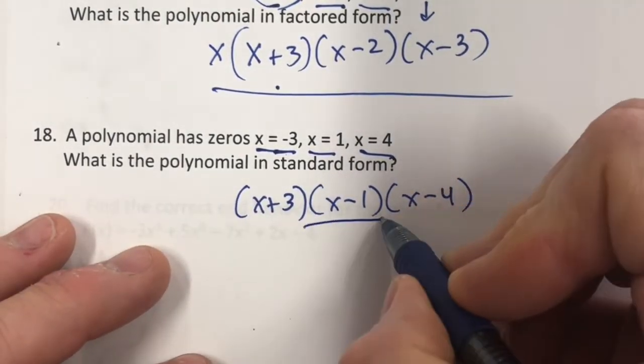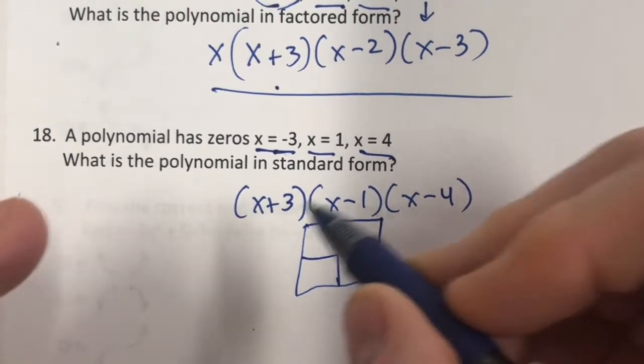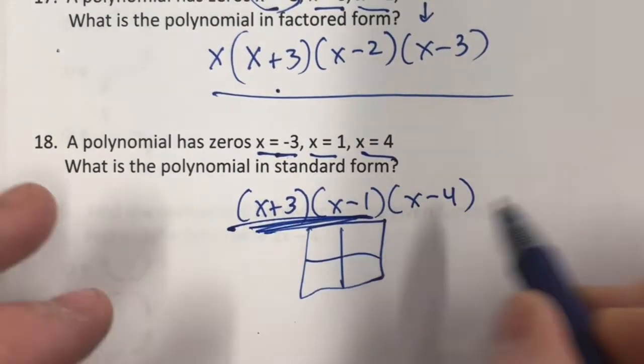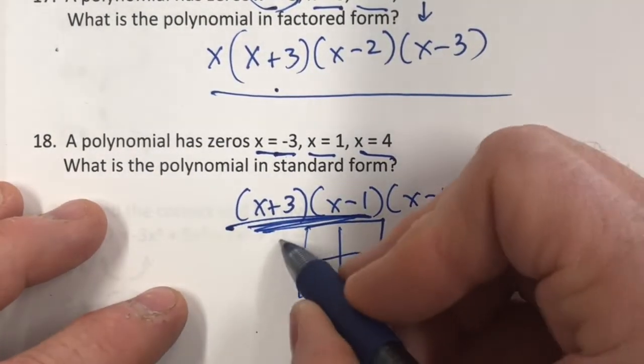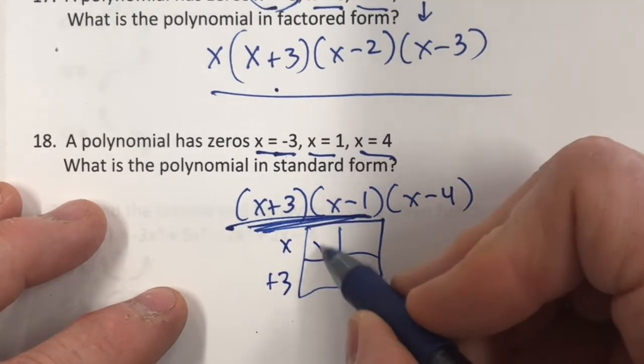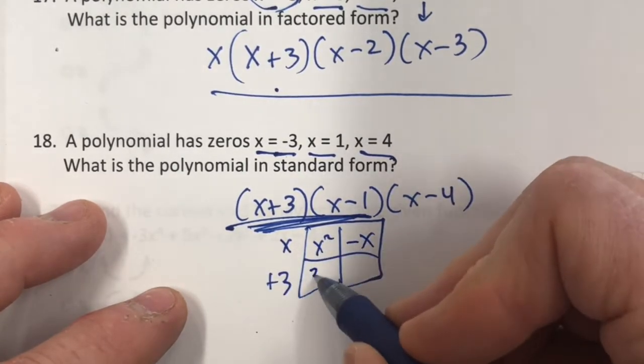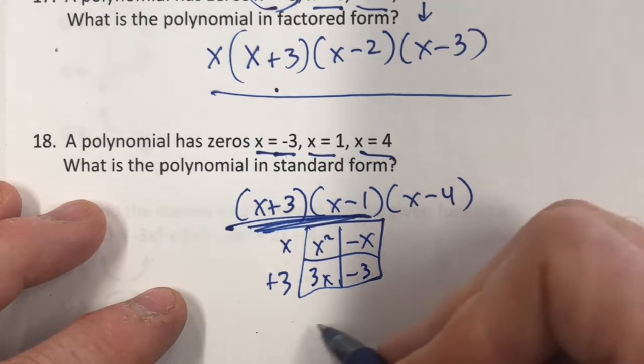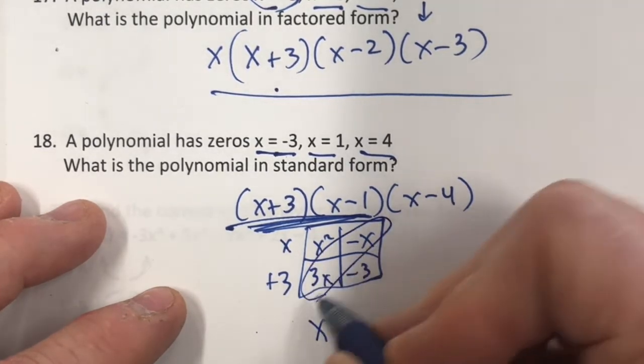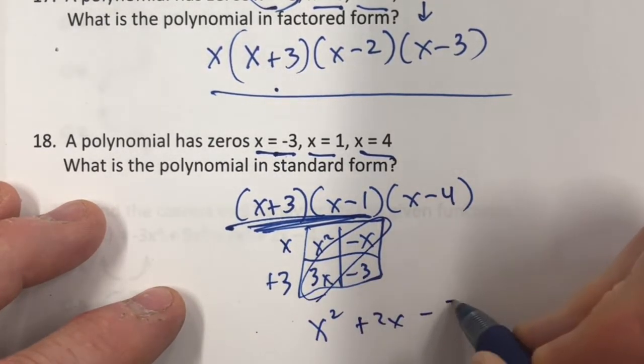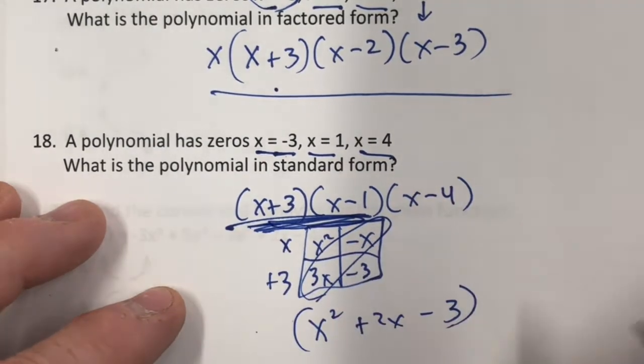So let's build a box here. It's just like we did a while ago. We got 3 things. We can only do the first 2 first. We have to wait on this guy, so I'm going to put this guy to the side here. This is x squared, negative x, 3x, negative 3. So that's going to be x squared, those 2 go together, plus 2x minus 3. And here's my answer for these first 2.